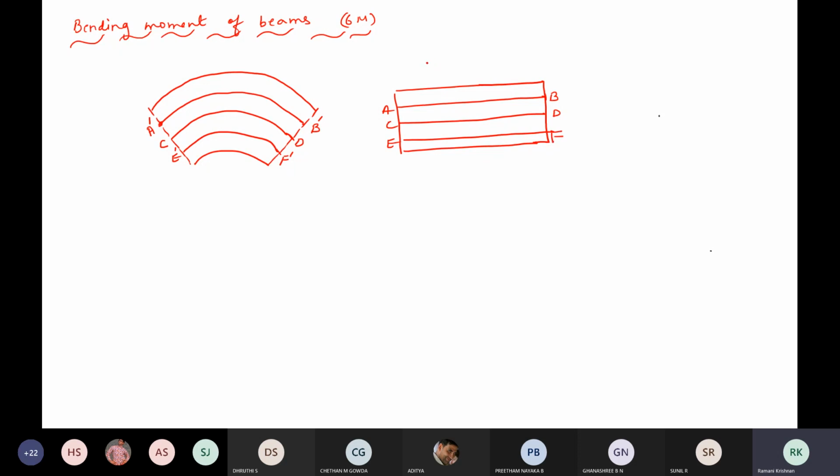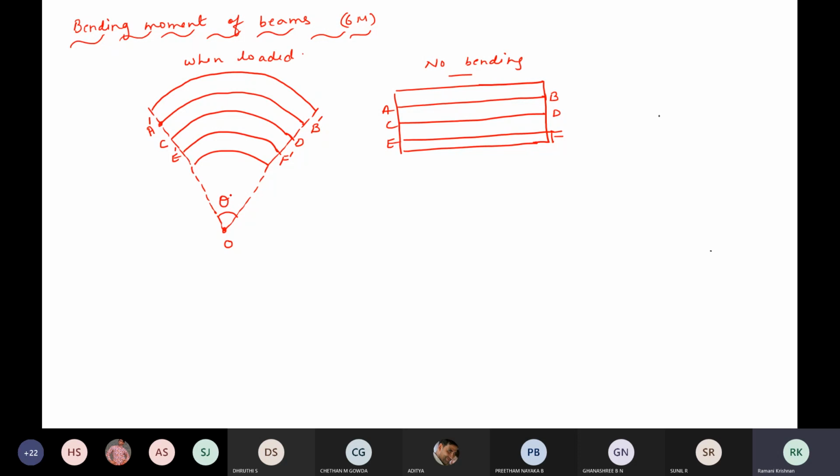So the same beam is taken. When no bending is taking place, when it is not bent, and now when it is loaded, you saw that A dash B dash got elongated and CD remains the same. CD is the neutral surface and neutral axis, and E dash F dash got contracted. What I do is extend these layers like this, take this as a circle, and this angle is theta.